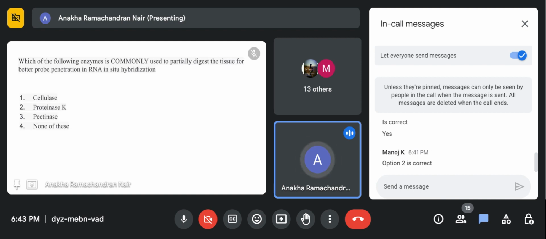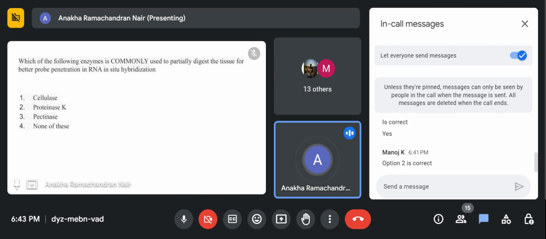So what they're asking you is, which is the enzyme that is commonly used for partially digesting the tissue for better probe penetration in RNA in situ hybridization. Like we discussed before, in RNA in situ hybridization you send RNA probes inside the cell itself. You don't extract the RNA, you send the probe inside the cell so you can see where the RNA is, right? So in that case you need the cell to be permeable to this RNA, right?